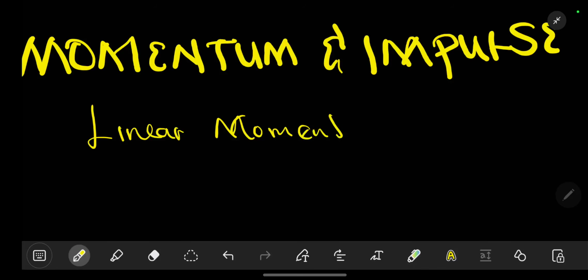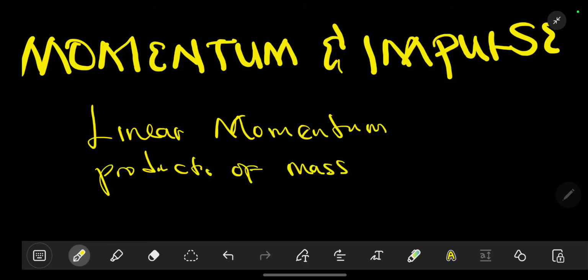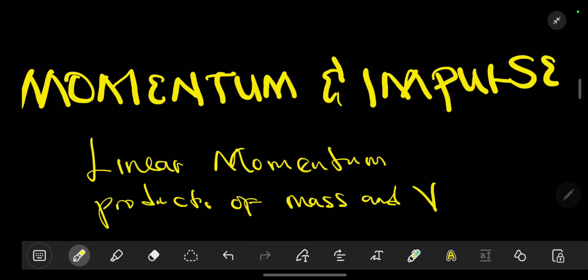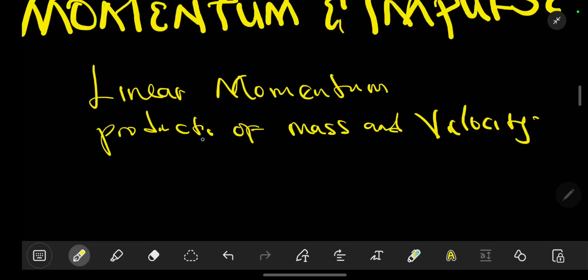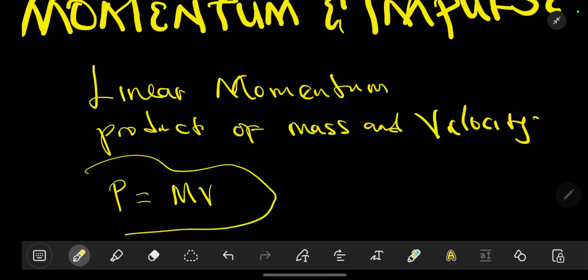Linear momentum by definition is just the product of the mass and the velocity. So that is what linear momentum is. Therefore, momentum has the symbol P. So P is equal to the product of the mass and the velocity. That is the mathematical expression of momentum.